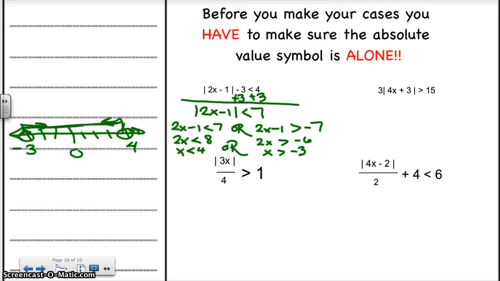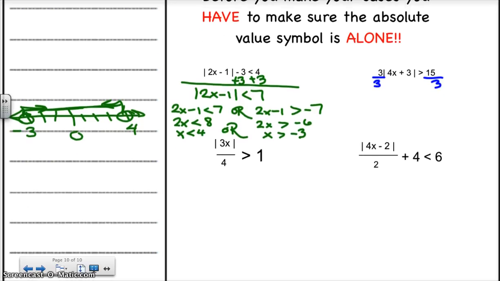It becomes an and. And there's a special trick to be able to tell if it's going to be an and or an or. Is my absolute value sign alone here? Yes or no? No. What's hanging out by it? 3. How do I move that 3? Divide everything through by 3. And I get the absolute value of 4x plus 3 is bigger than 5. Now my absolute value sign is alone.